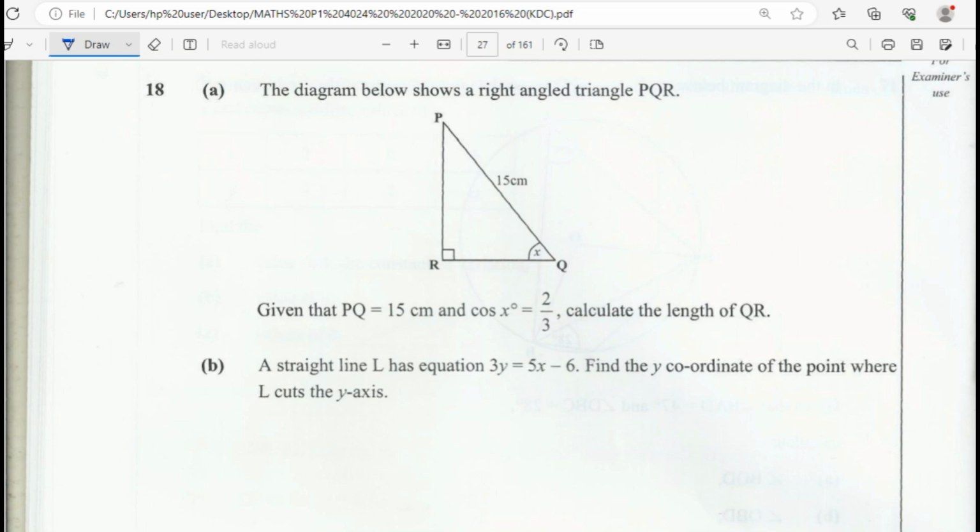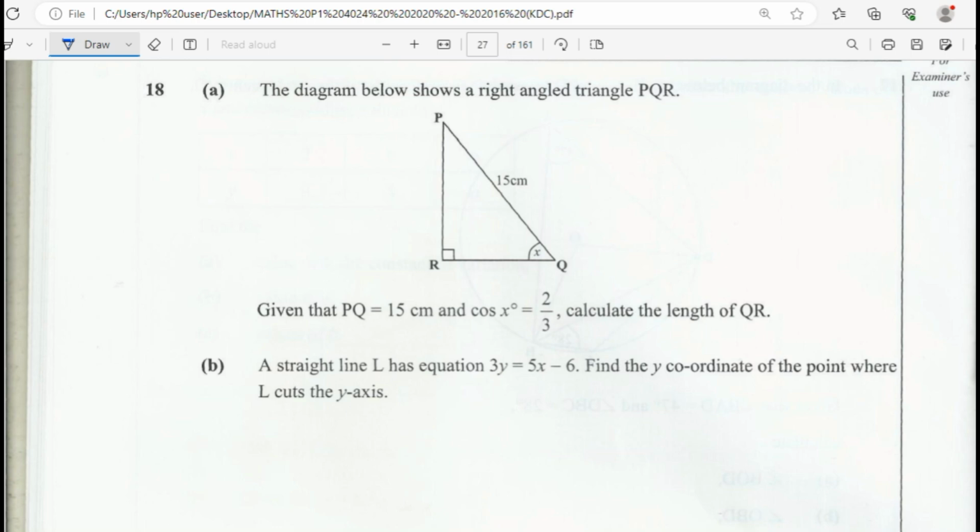Now the first question from this video is, the diagram below shows a right angle triangle PQR. Given that PQ equals 15 centimeters and cos x degrees is equal to 2/3, calculate the length of QR.